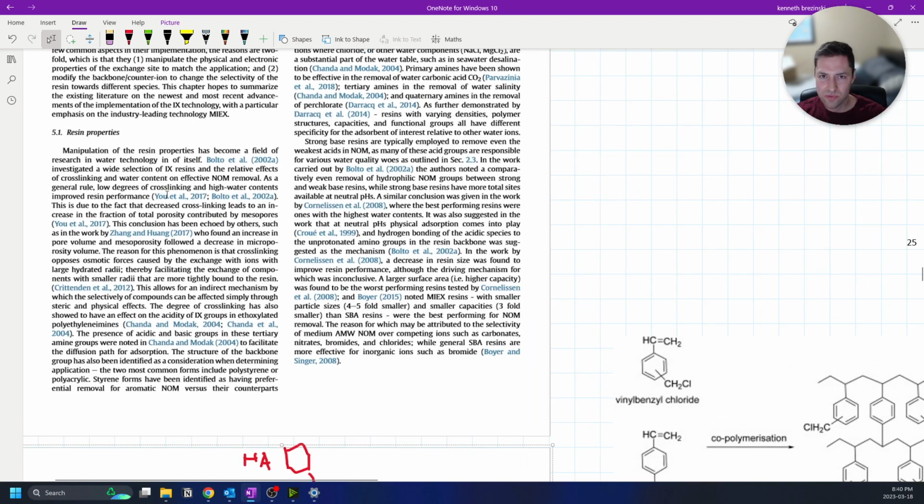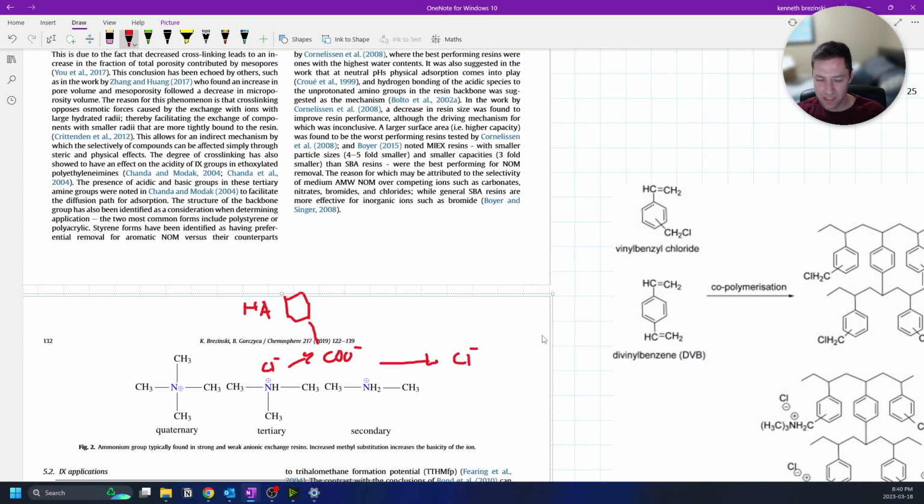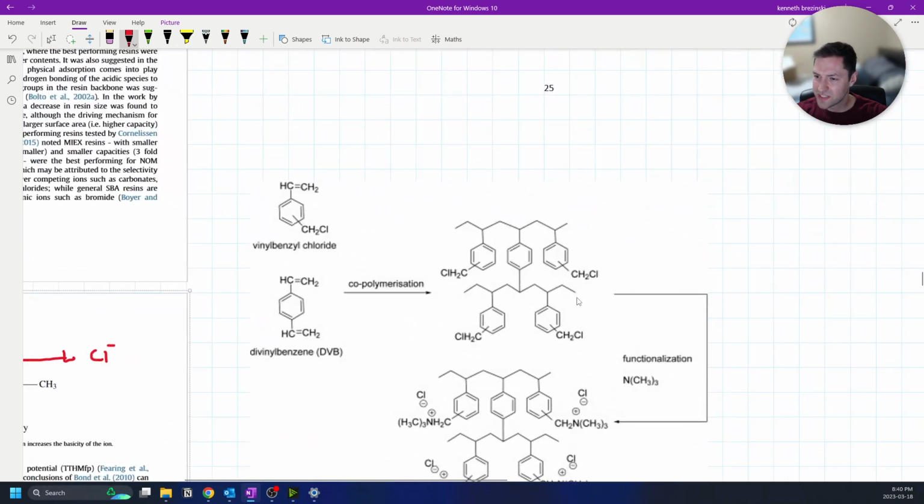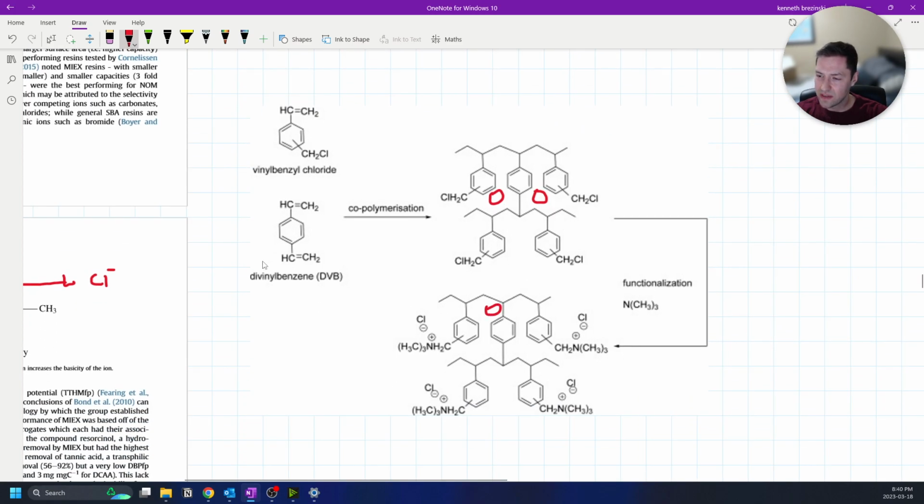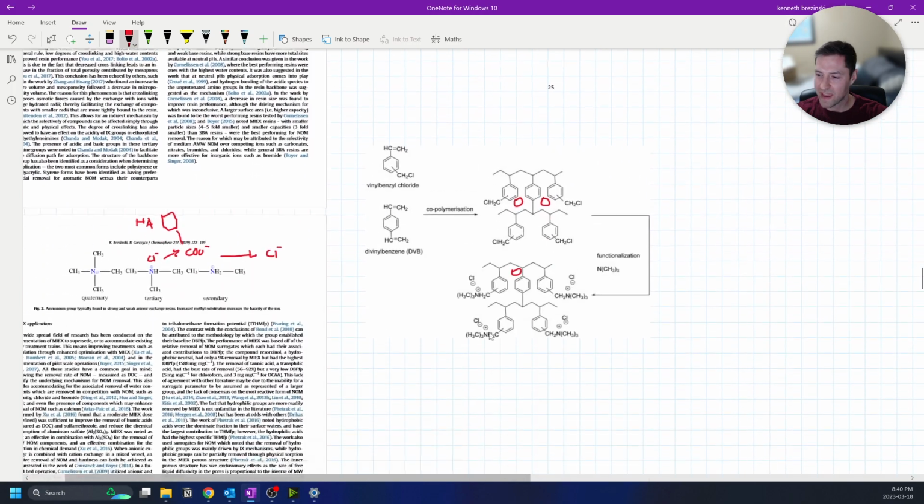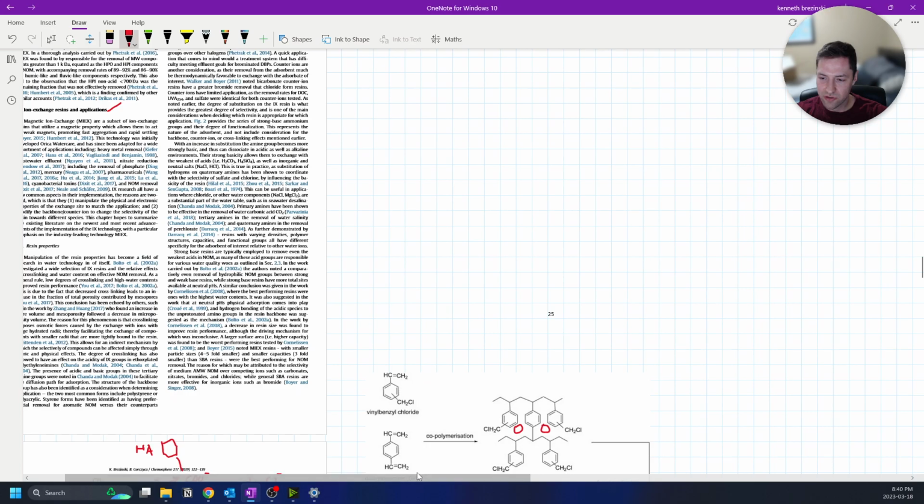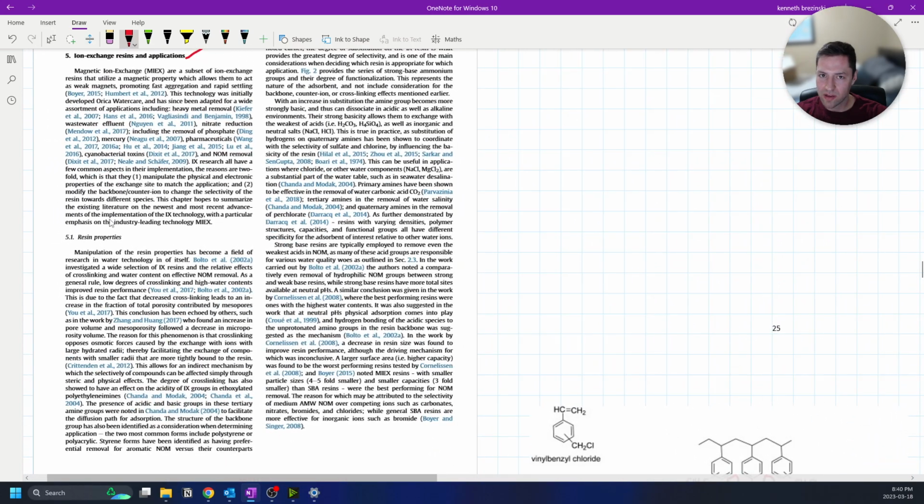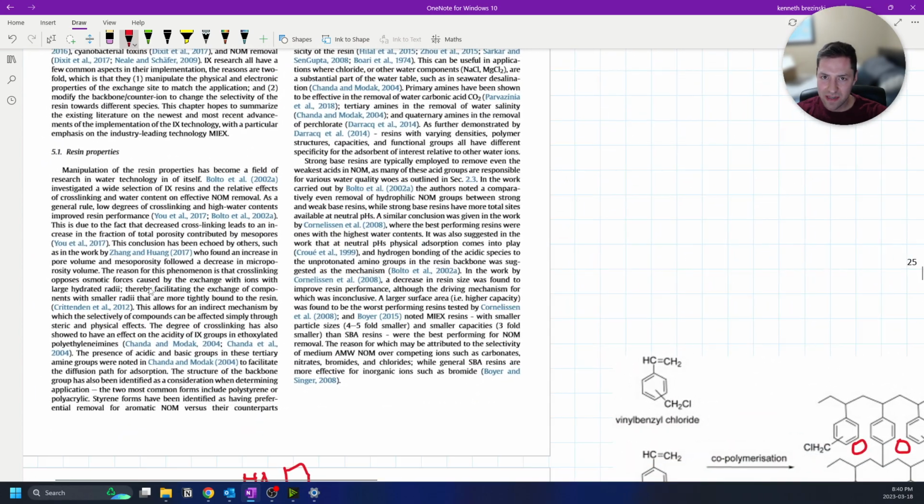The other thing I wanted to mention was looking a bit into resin properties. There's a few things related to how decreased cross-linking leads to an increase in the fraction of total porosity contributed by mesopores. So not only do we have functional groups here, but there's also a bit of a lattice structure, where you do have groups that can get caught within it. It's technically not a lattice structure, because lattice is more for the atom level, but you have a structure where a bit of porosity matters.